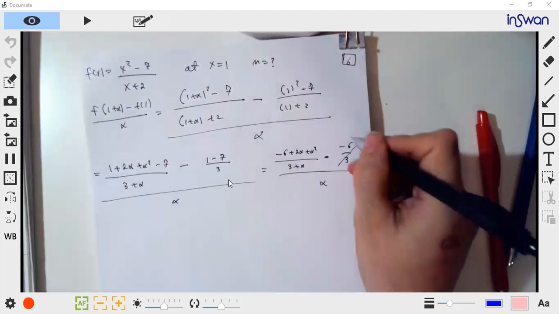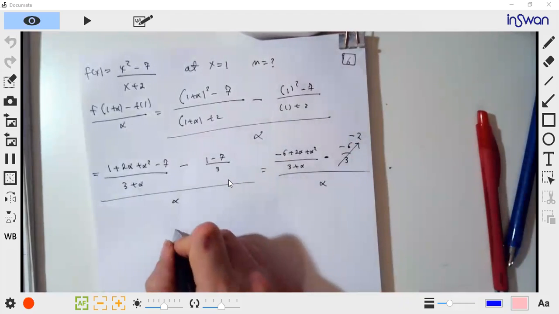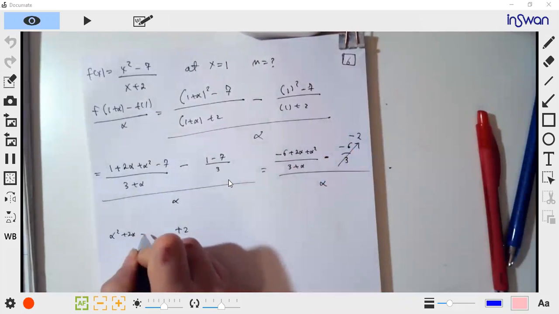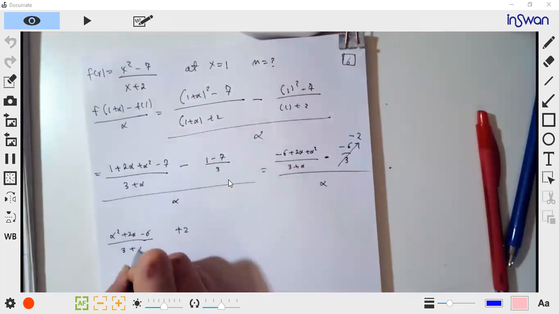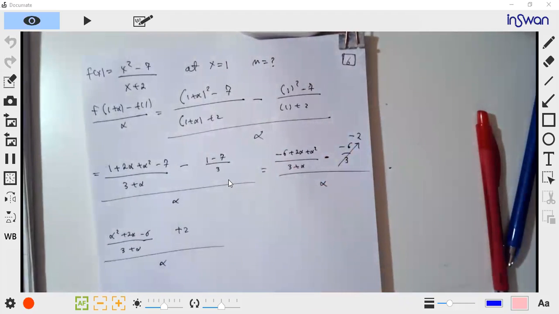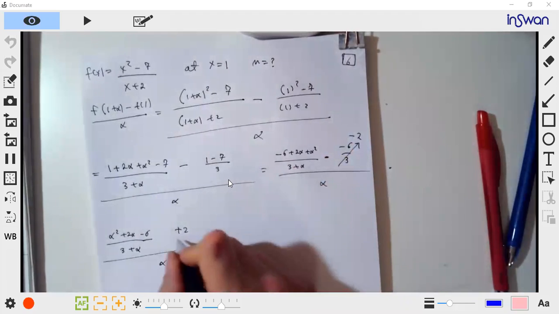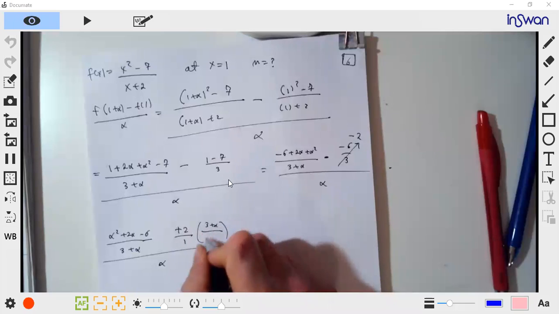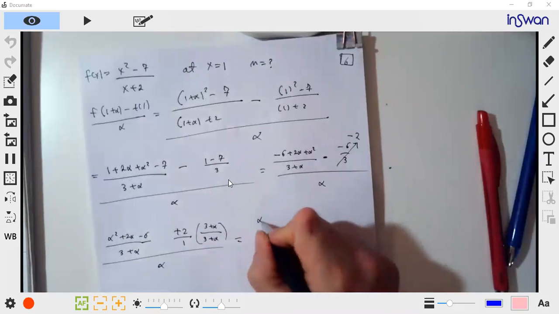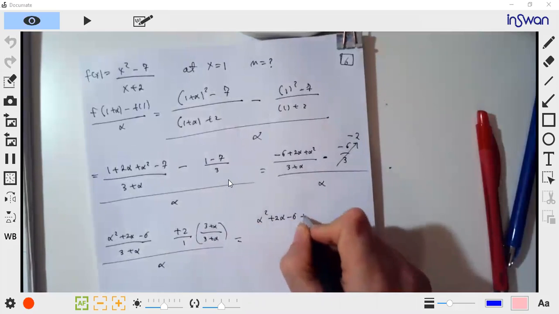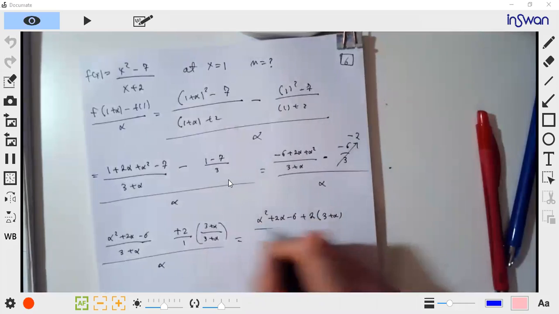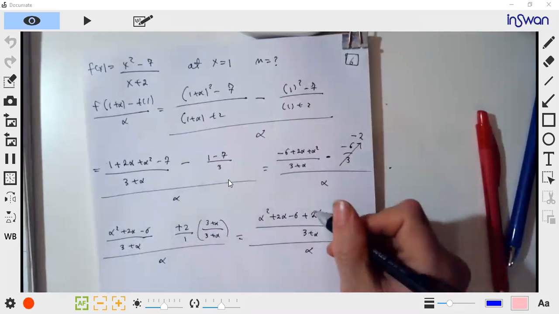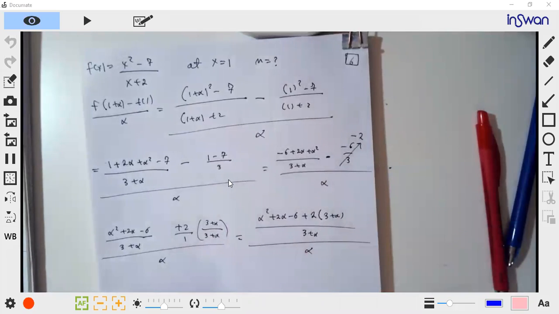Notice that this is the same thing as a negative 2, and the negatives cancel to give me a plus 2 over here. And over here we get alpha squared plus 2 alpha minus 6 divided by 3 plus alpha, everything divided by alpha. This is divided by 1, so we can multiply top and bottom by a fancy number 1, call it 3 plus alpha, to give them a common denominator. So we get alpha squared plus 2 alpha minus 6 plus 2 times the quantity 3 plus alpha, everything divided by 3 plus alpha, all divided by alpha.